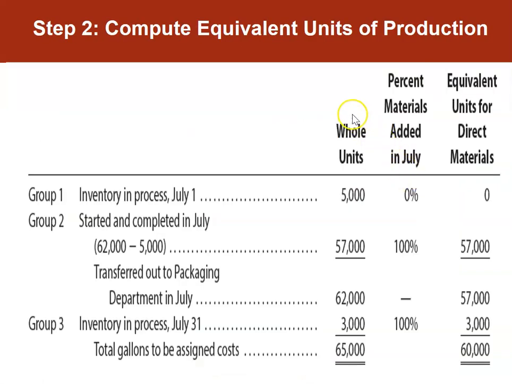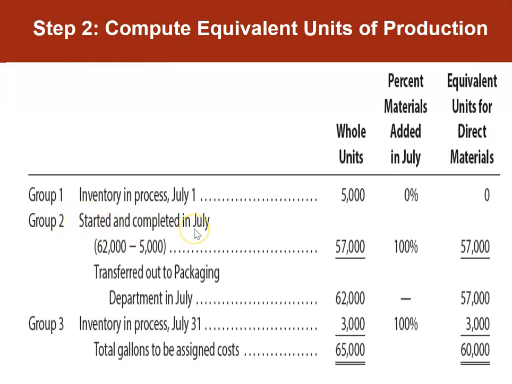So with that information, we can compute equivalent units of production. And it's not an easy process, but recall we do have our groups 1, 2, and 3. So inventory in process on July the 1st was 5,000 units. Notice that it says percent materials added in July is 0%. And that's because the materials were added prior to July.